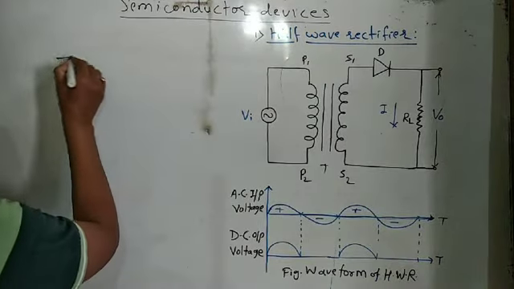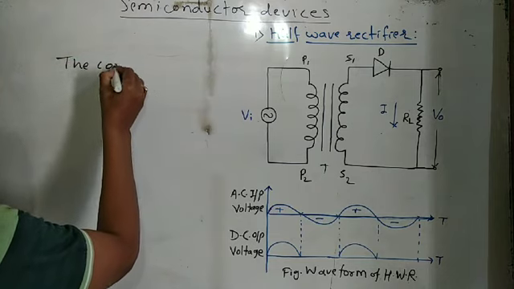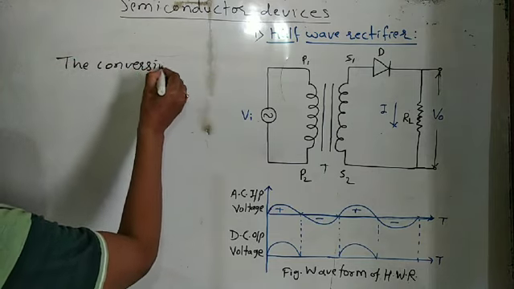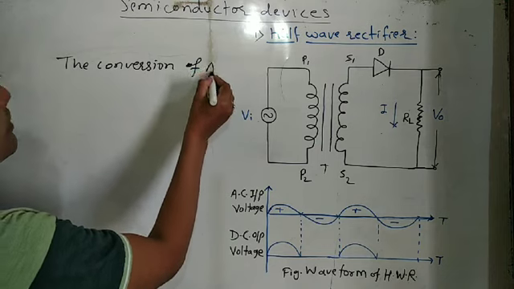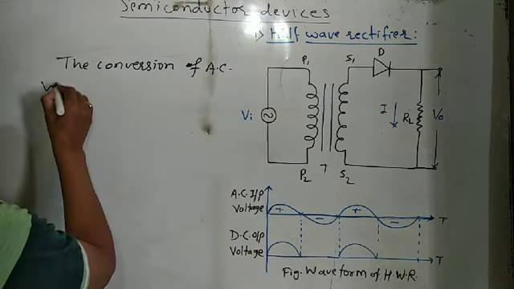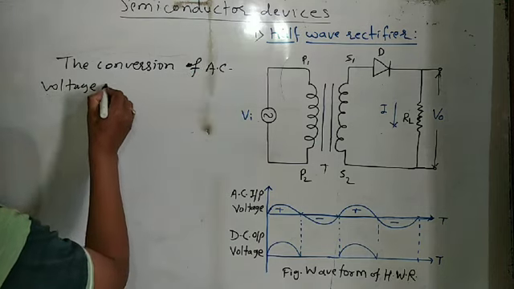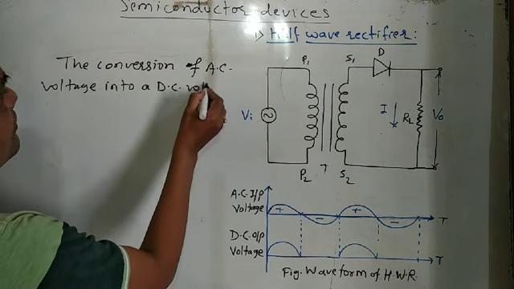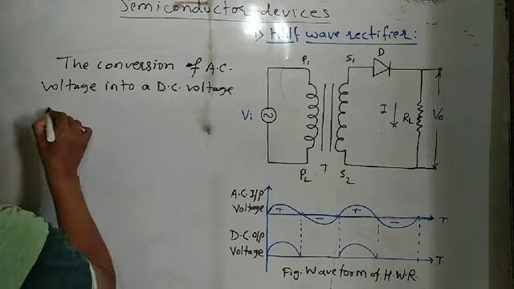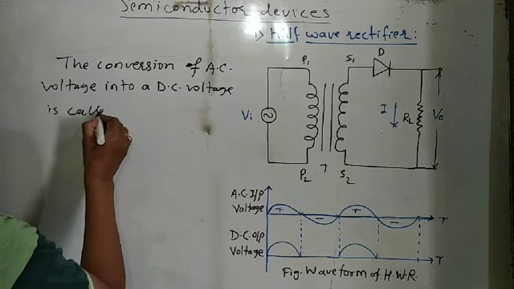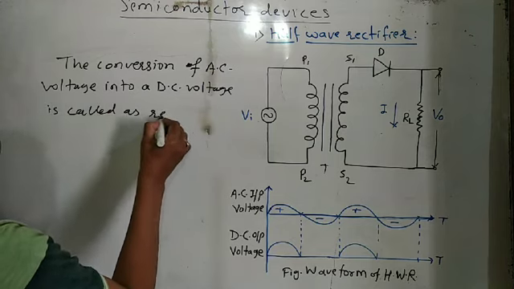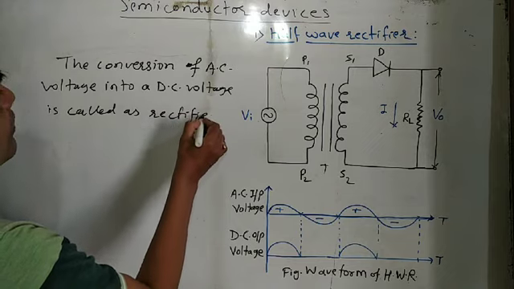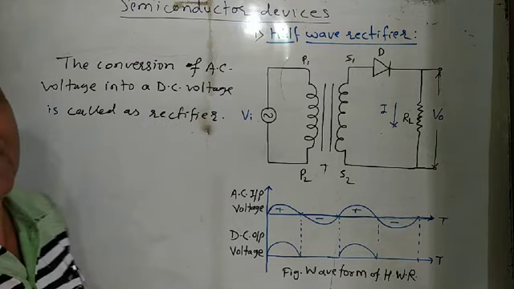Means the conversion of AC voltage into a DC voltage is called a rectifier. So the diode is used as a rectifier.